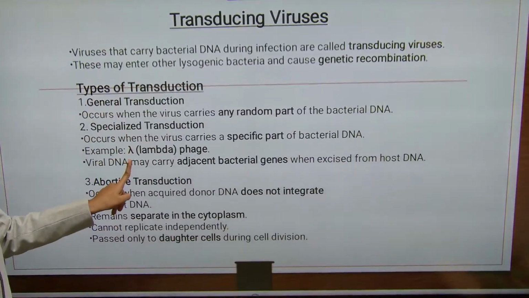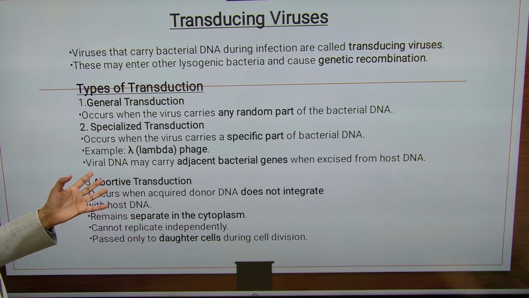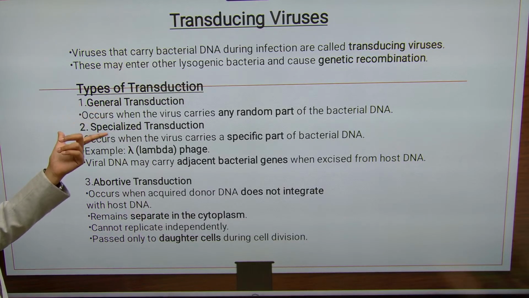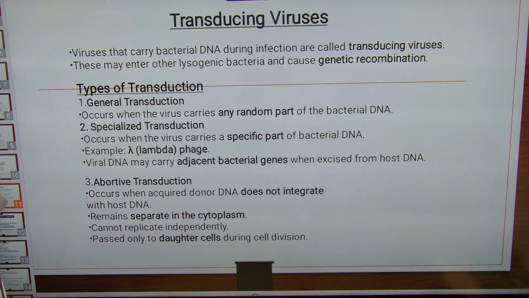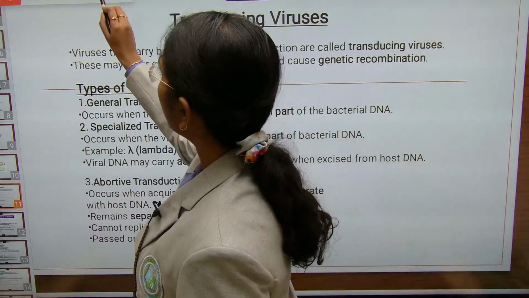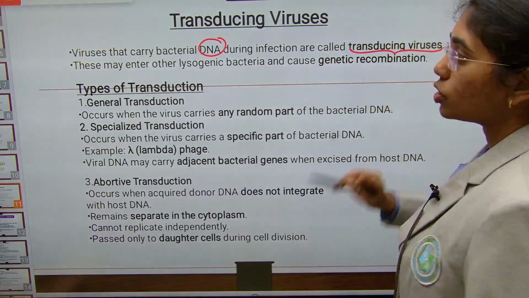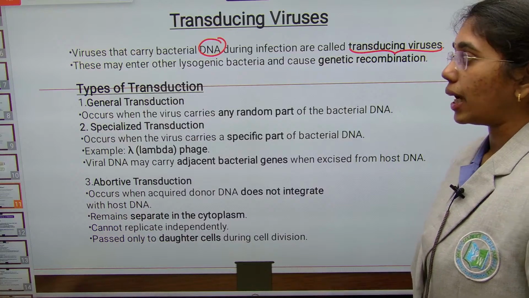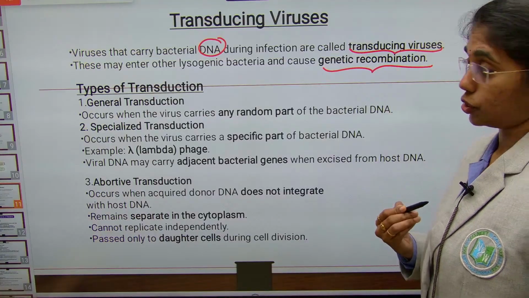We have three types of transduction: one is general transduction, second is specialized transduction, and third is abortive transduction. We will learn about that in detail. Look at it carefully. Transducing viruses: viruses that carry bacterial DNA during infection are called transducing viruses. They may enter other lysogenic bacteria, and this causes genetic recombination.